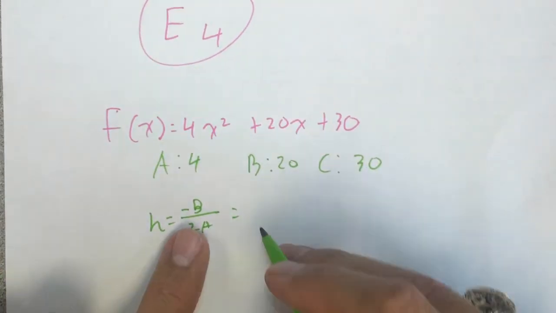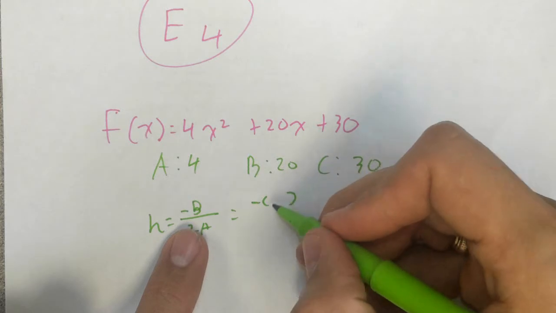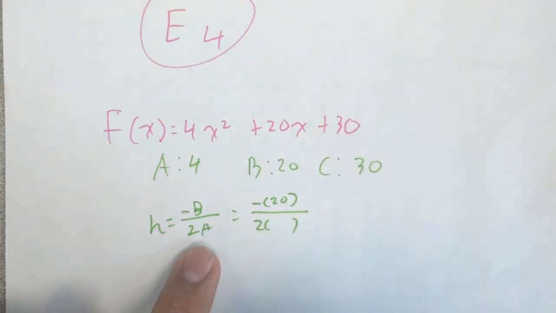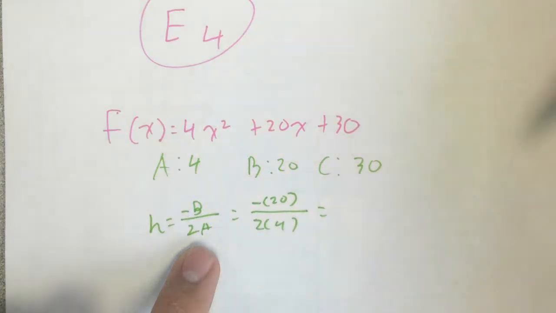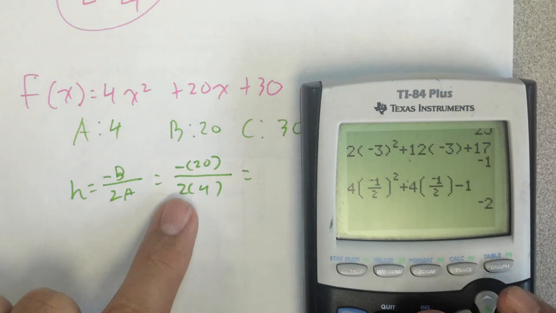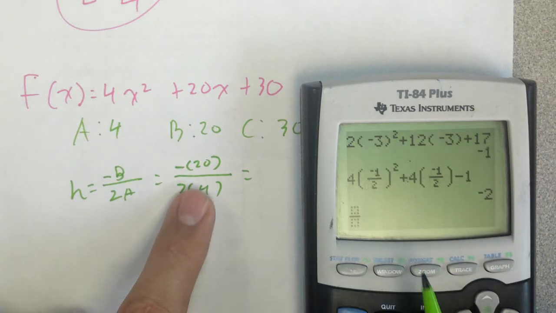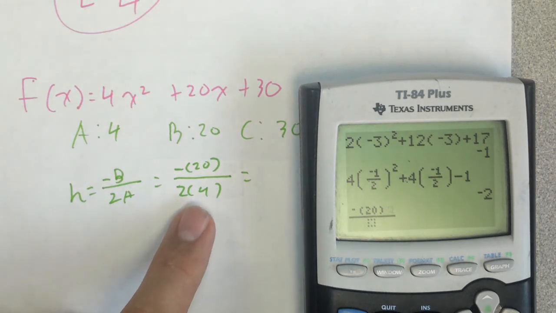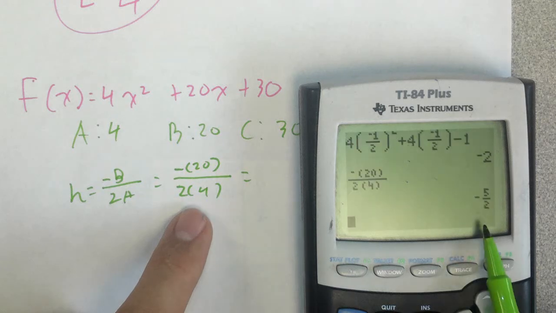Let's fill in what we have. I have negative, and my B is 20, and then I have 2 times A, which is 4. I'm going to go ahead and use the calculator for simplicity and speed. I do alpha y equals, enter. I'm going to do negative parentheses 20. Again, I want you in the habit of doing parentheses. It's going to get us less confused with negatives later on, and now too, I guess. Now we have 2 parentheses 4, enter.